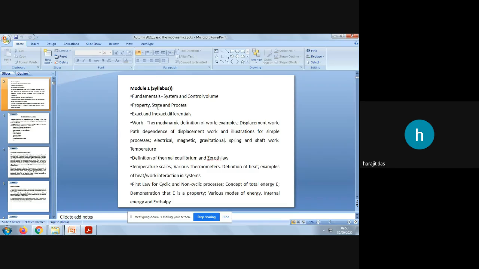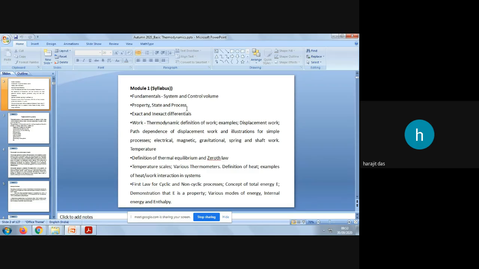Also, there should be no imbalance of the properties. That way we have defined thermodynamic equilibrium. Then one more, process. Process is what? Suppose your room temperature is 27 degrees centigrade. After 1 hour, what will happen? Your room temperature, when the sun throws heat, after some time at noon, what will happen?